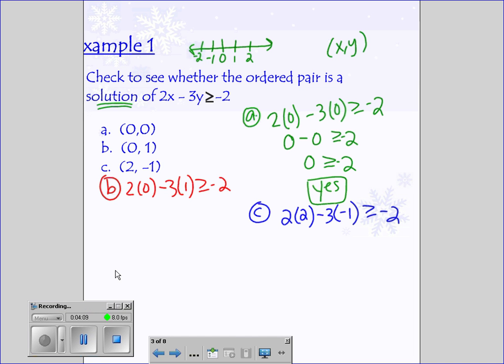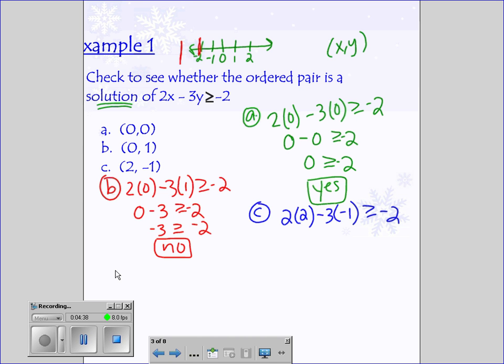So let's go ahead and check B. 2 times 0 is 0. Negative 3 times positive 1 is negative 3. 0 minus 3 is negative 3. We want to know whether or not negative 3 is greater than or equal to negative 2. Is it? No, negative 3 is smaller than negative 2. Negative 3 is down here, and negative 2 is right here. So negative 3 is less than negative 2, not the other way around.